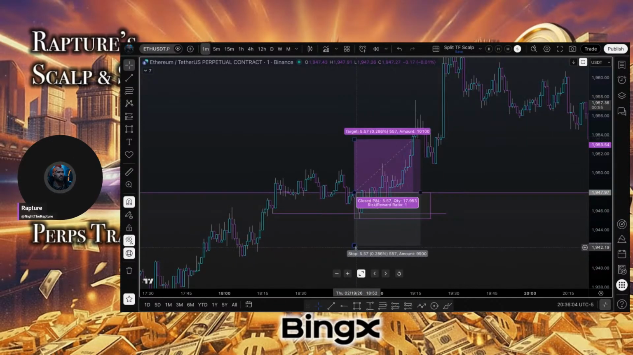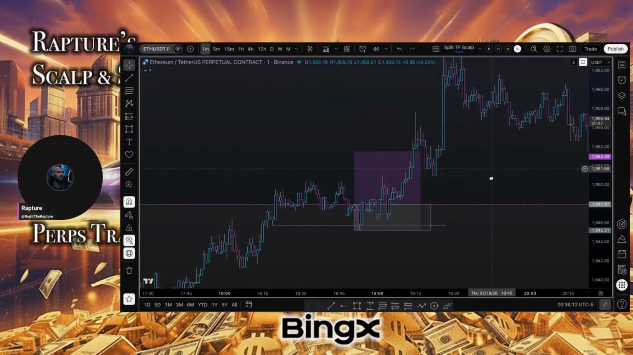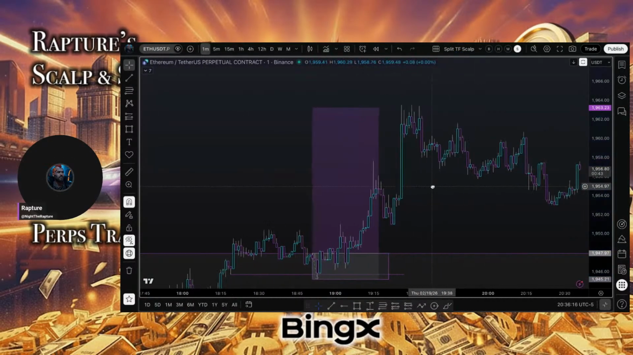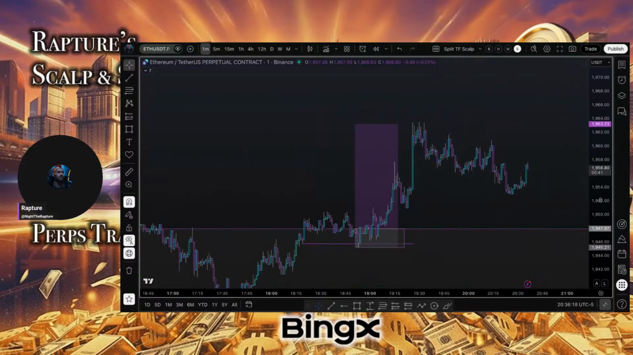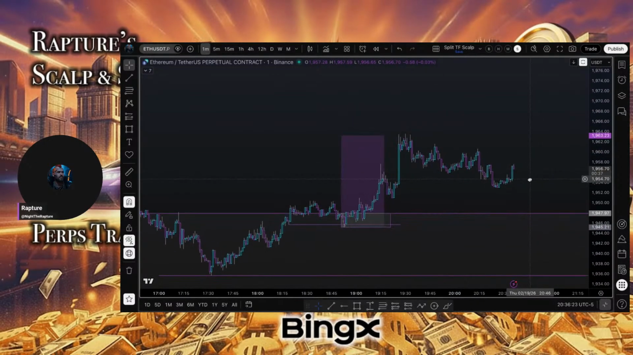Well, look at this. Look at your setup, right? You can get your invalidation super tight, entering off the box. There's already 2 to 1. You can probably get a 5 to 1 out of this. Look at that, right? When you're trading like this, now this was not a level of interest. I'm just using this as a way to outline how these setups look like.